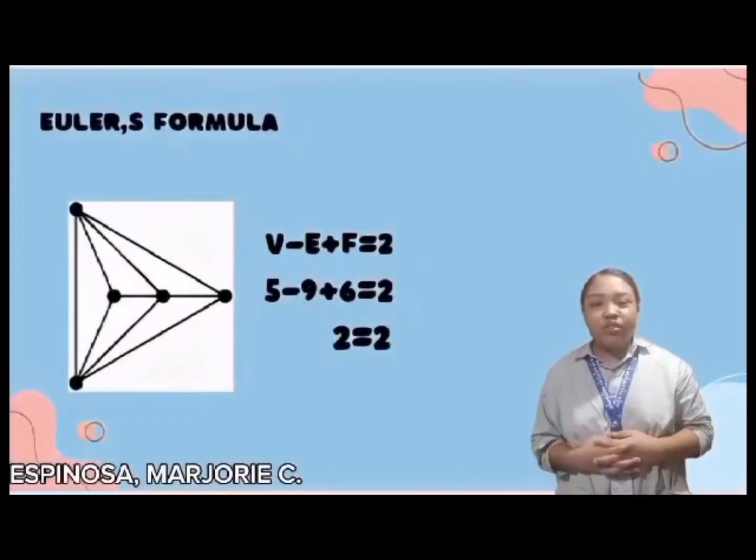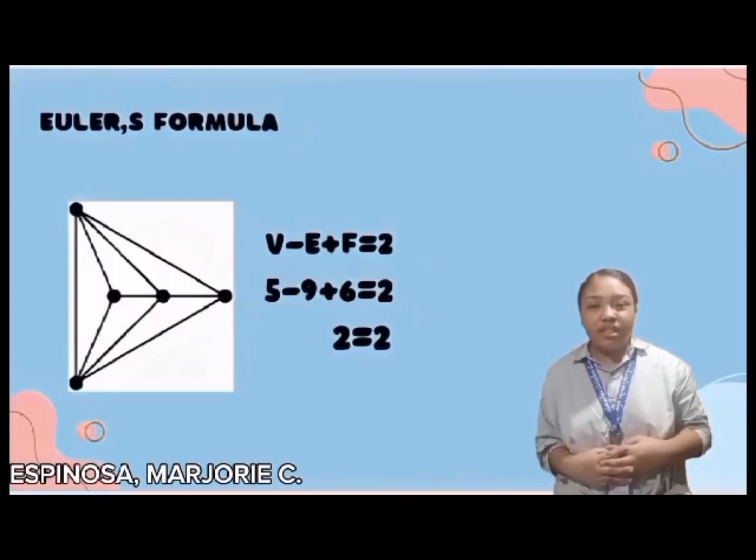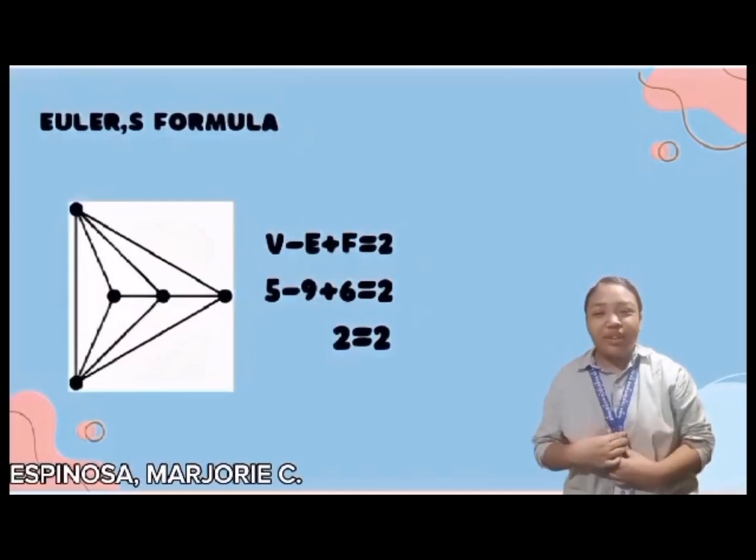In the planar drawing of a graph, the edges divide the graph into different regions called faces. The exterior region surrounding the graph is also considered a face, which is called the infinite face. The following relationship is called Euler's formula. In a connected planar graph drawn with no intersecting edges, let V be the number of vertices, E the number of edges, and F the number of faces. Then, vertices minus edges plus faces equals 2.